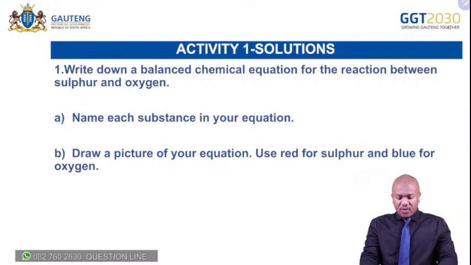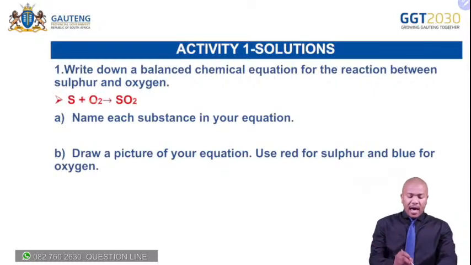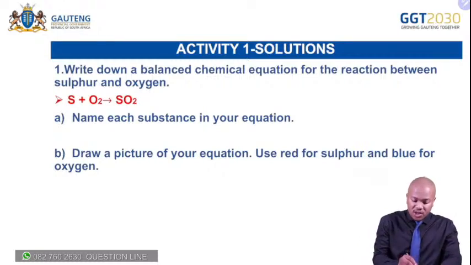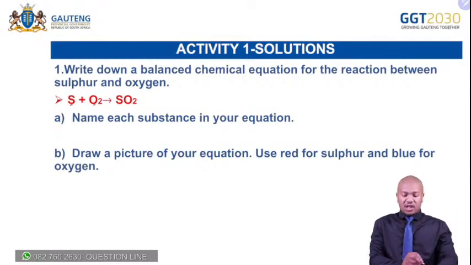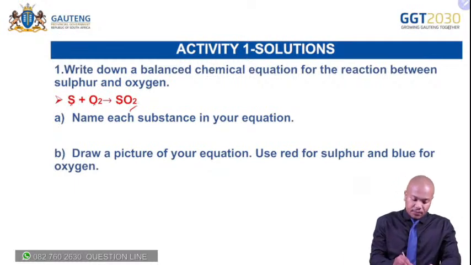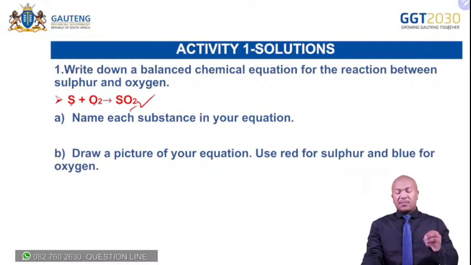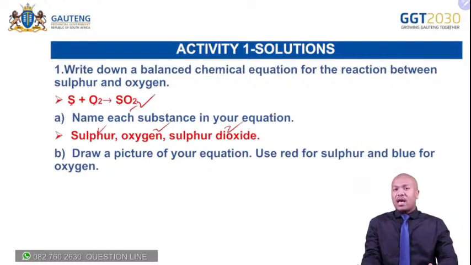Number 1, you had to write down a balanced chemical equation for the reaction between sulfur and oxygen. The answer is S plus O2 forming SO2. This is because there's one sulfur on the reactants, one sulfur on the products, two oxygens on the reactants, and two oxygens on the products. Now, number 1A, name each substance in your equation. Your names should be like this, right? Sulfur reacting with oxygen, forming sulfur dioxide.